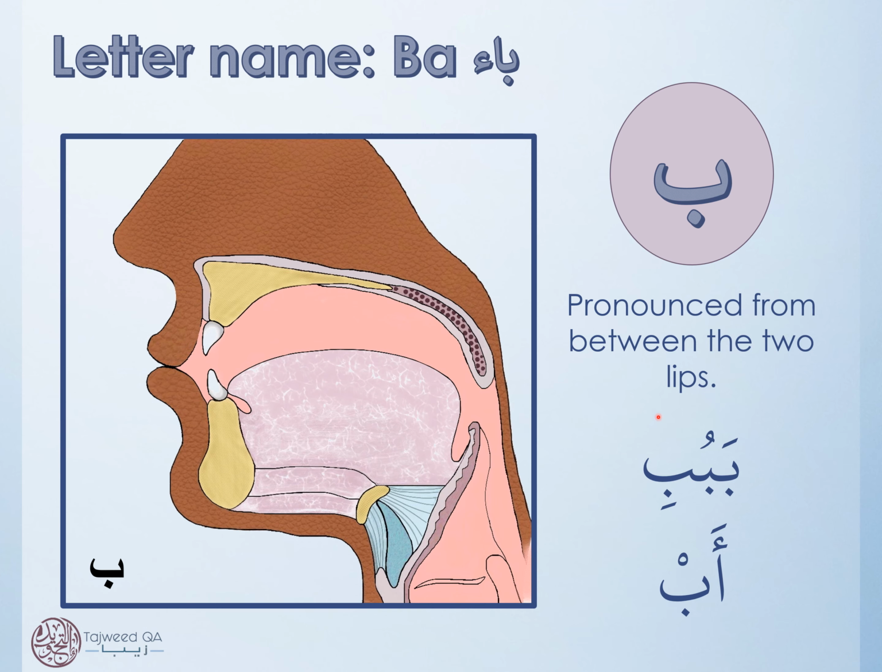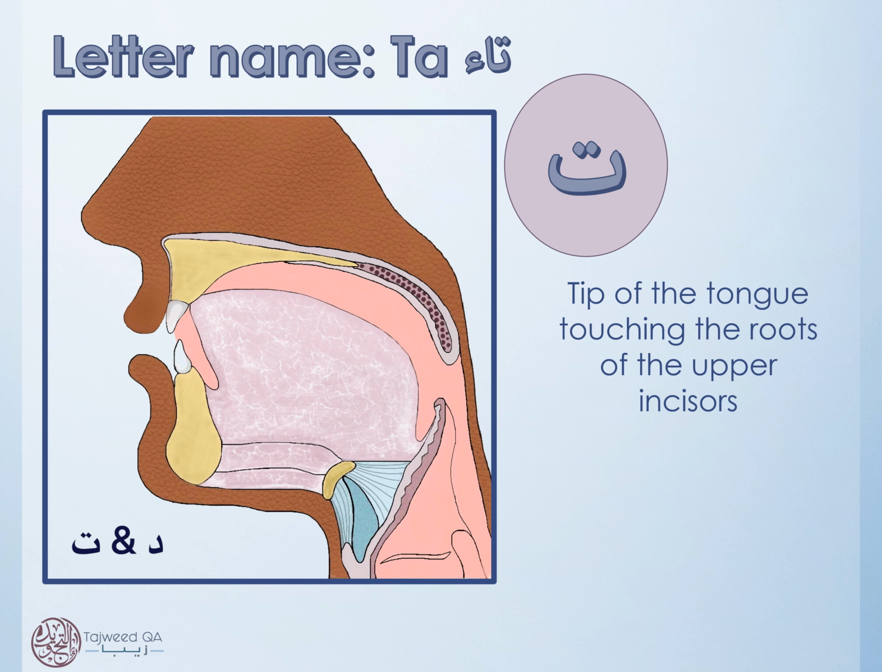The next letter is da. The letter name is da, and the phonetic sound is also da. The articulation point is the tip of the tongue, which touches the roots of the upper incisors, and it's a thin letter. So when we pronounce it accompanied by one of the vowels, fatha, dhamma, kasra: da, tu, di.